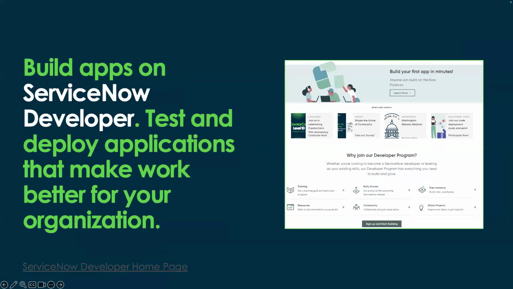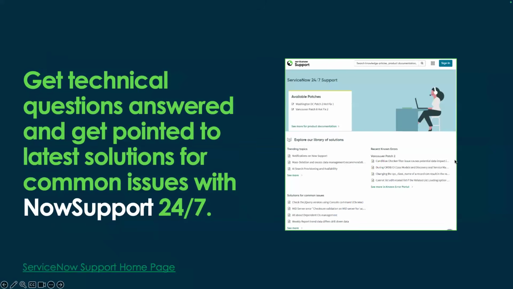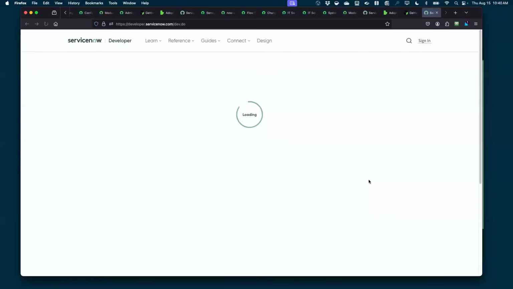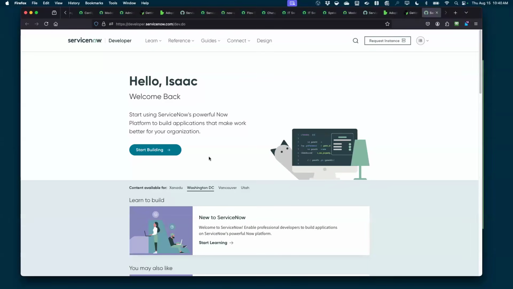Moving forward. If you don't have a personal development instance, a PDI, definitely grab one. So let's take a look at the ServiceNow developer. I keep doing it to myself. The links are so close to the navigation buttons. All right, so here's the ServiceNow developer homepage. I have logged in. You can request an instance.